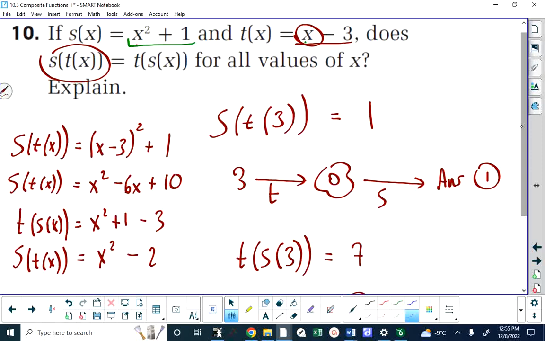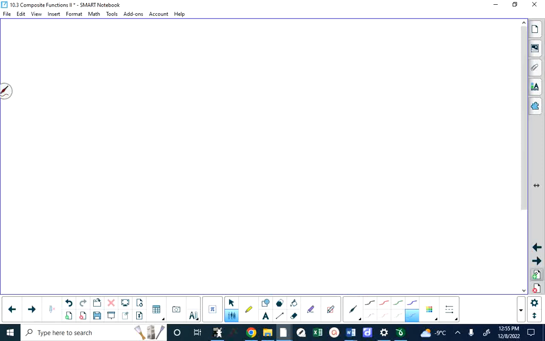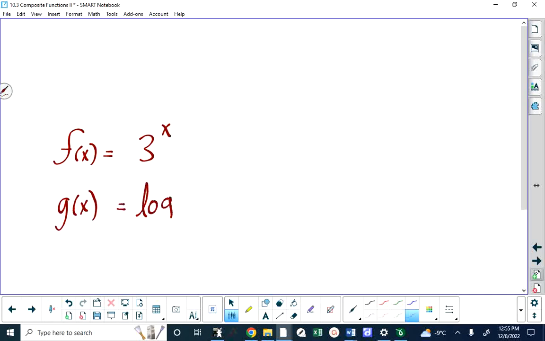I want to just quickly show you something. If I have f of x equals 3 to the x, and I have g of x equals log base 3 of x, I would like everybody to figure out what f of g of 7 is.